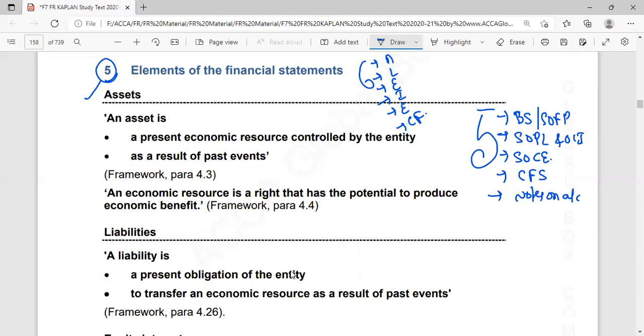Current assets are those assets which provide economic benefits to the entity within one accounting period. Otherwise, they are said to be non-current assets.